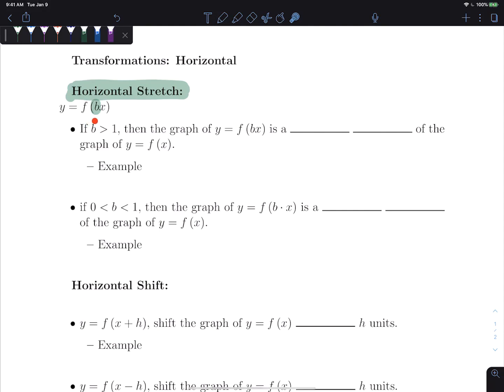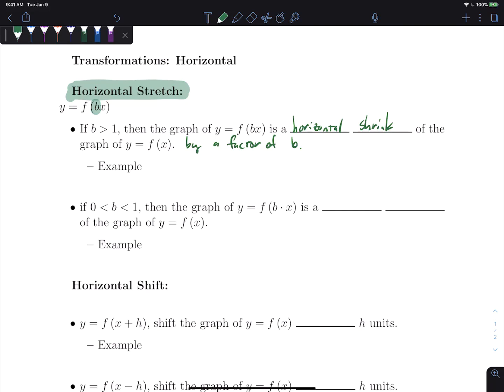So if b is greater than 1, then the graph of y equals f of bx is a horizontal shrink of the graph of y equals f of x by a factor of b. Now, whenever I say this, we have to be very careful.